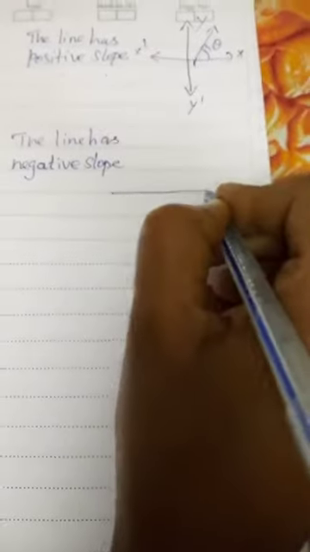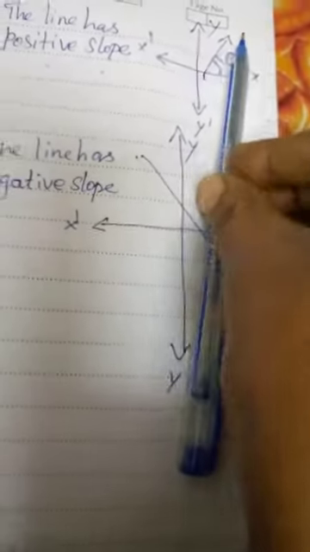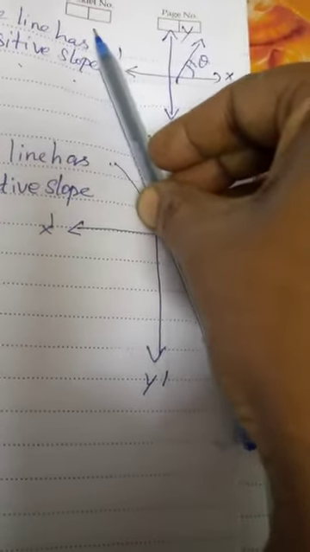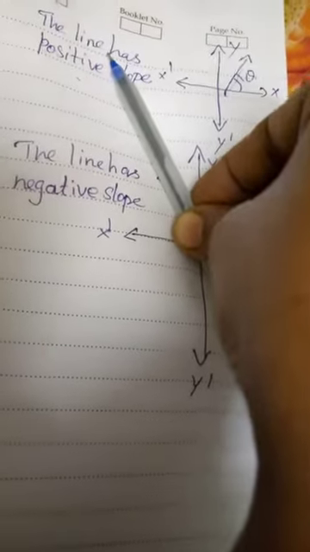Example: draw here x axis and y axis, x dash, y dash. Draw a line above 90, below 180. You have to draw. Consider this example. If you rotate likewise, it will become 90 degree. We need above 90 and below 180. So the line has negative slope.